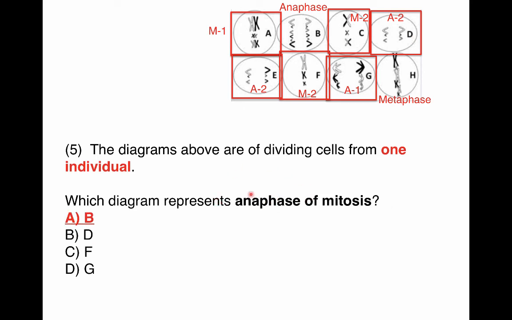Question number 5. Which cell is an anaphase of mitosis? So again, anaphase of mitosis is when the sister chromatids are separating from all the chromosomes lined up together. So here we have 6 chromosomes all lined up, and here is anaphase when the sister chromatids from all 6, 1, 2, 3, 4, 5, 6, are separating to the 2 daughter cells. So B is the correct answer for anaphase of mitosis.